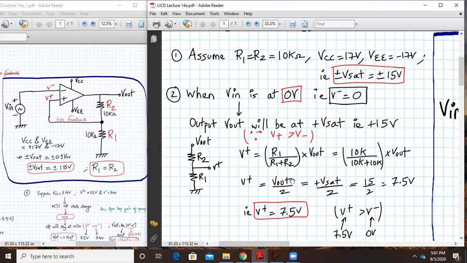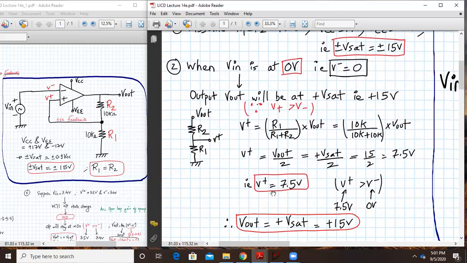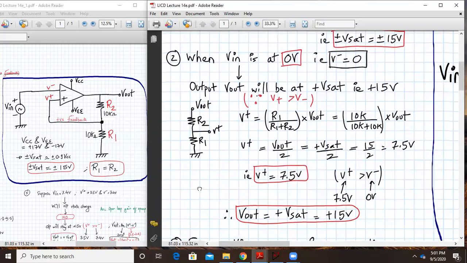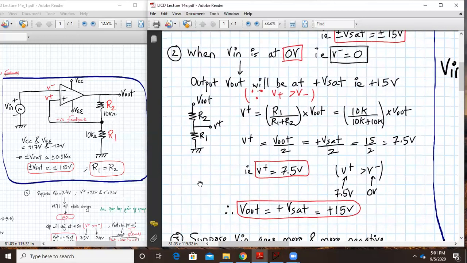And what is V out? Basically, V out is your VSAT, positive VSAT, which we have considered to be 15. So V plus will be 15 by 2, that is 7.5. So over here we have V plus as 7.5 and V in as 0. Now V in is basically V minus, so definitely V plus is greater than V minus. Hence we can say that the output is at the positive saturation level, hence the output is at plus 15 volts. So in this scenario, when V in is 0 volts, my output is at plus 15.